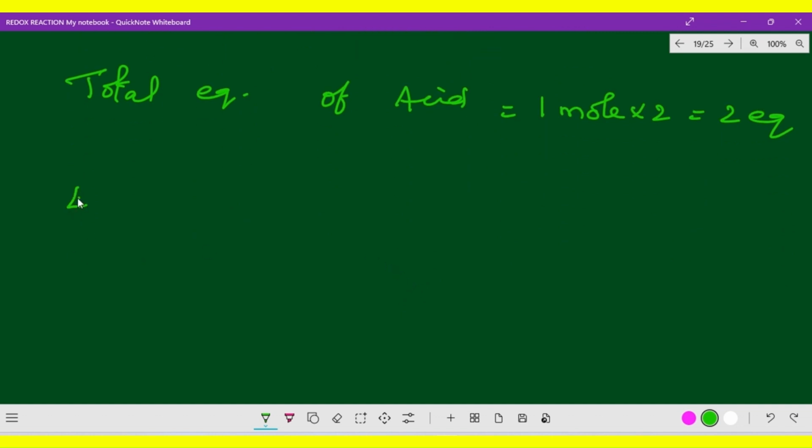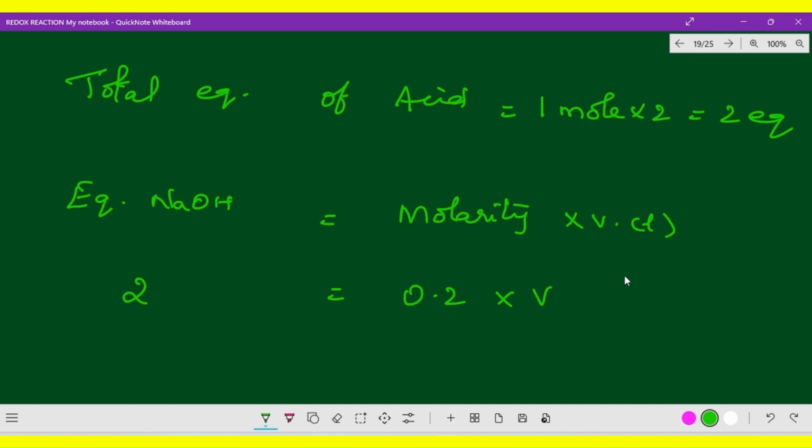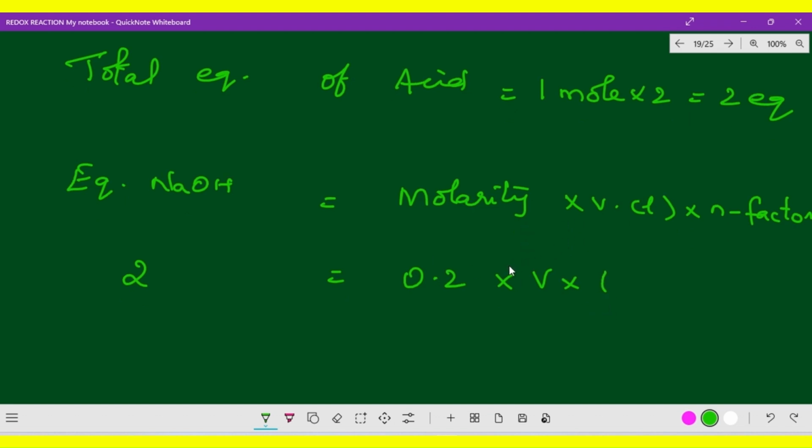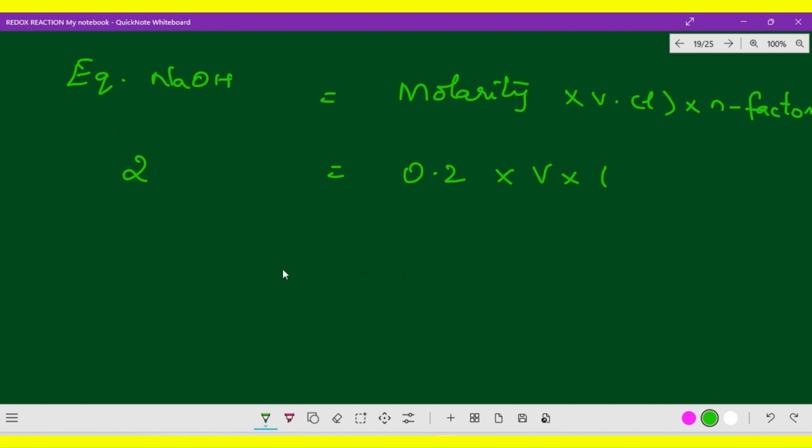So the equivalent of NaOH equals molarity into volume of solution in liter. So the equivalent here, 2, equals molarity 0.2 into volume of solution, into the n factor, 1. For sodium hydroxide the n factor is only 1, since one H plus ion is replaced. So V2 equals 2 by 0.2, 0.2 into 1 only, the same. Here you will get 10 liters.